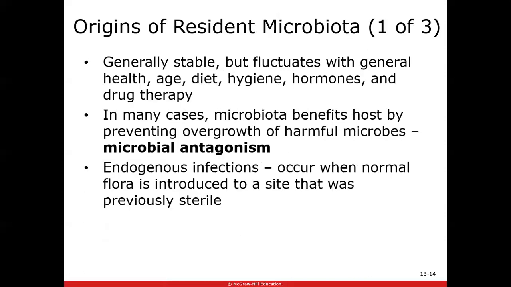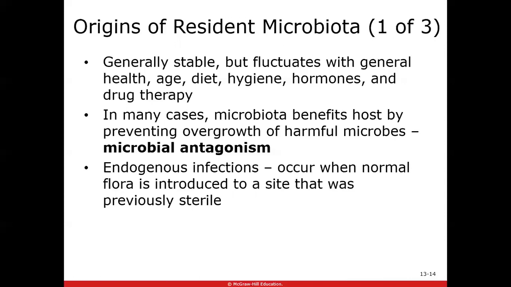So the origins of the resident microbiota. Generally stable, but it fluctuates with general health, your age, your diet, your hygiene, hormones, and drug therapy, which will change the microorganisms that live on your body. In many cases, the microbiota benefits hosts by preventing overgrowth of harmful microorganisms. That's called microbial antagonism.